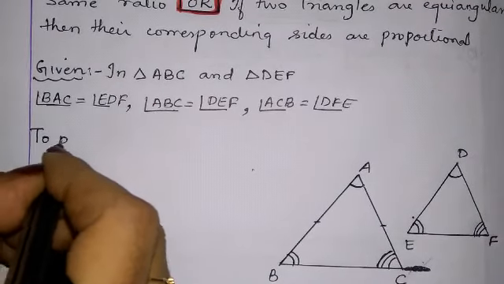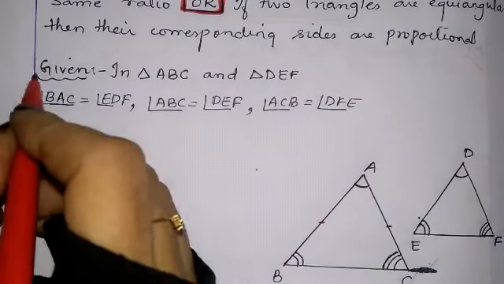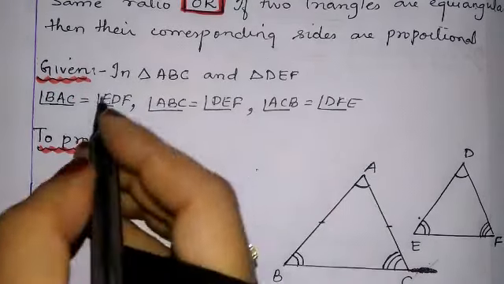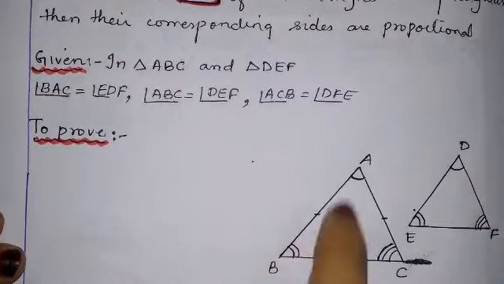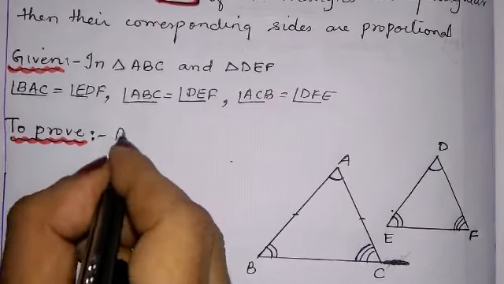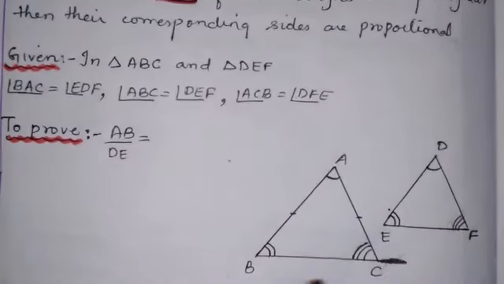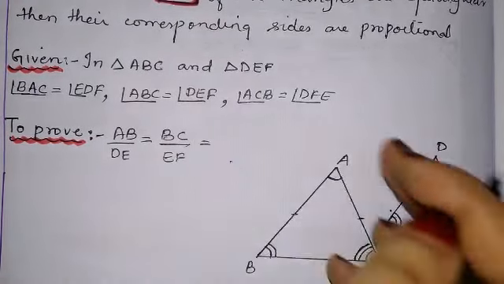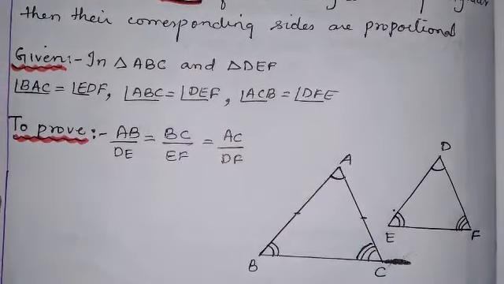Now what they have told us to prove, that is very important. I'll highlight it with a different color. This is given. Now what we have to prove. Step by step they will give marks in the theorem. To prove: their corresponding sides are proportional in the same ratio. Corresponding sides, let me write: AB by DE is equal to BC by EF and AC by DF. This is what we have to prove.